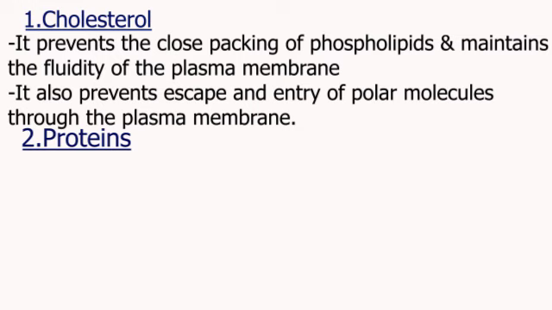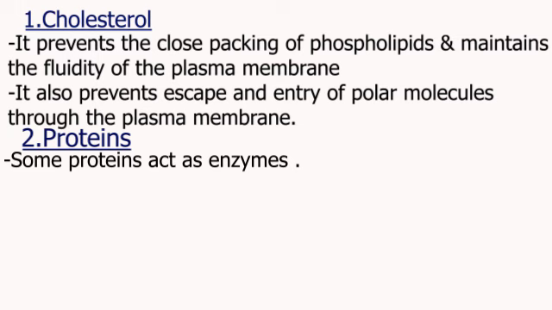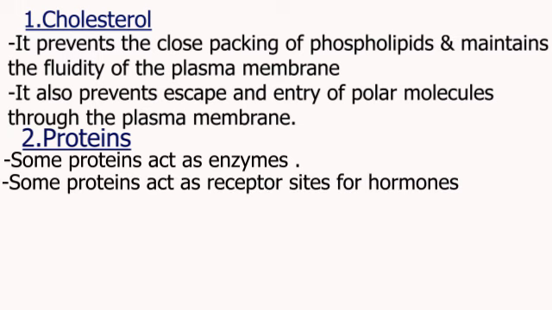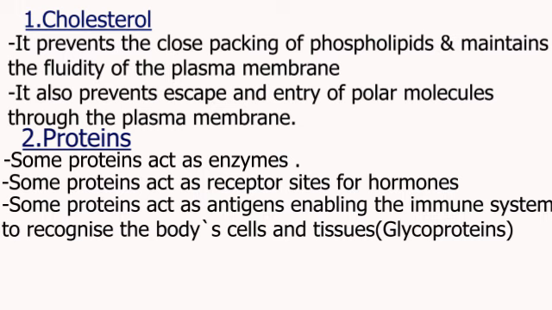Next are the proteins, and these have many functions, some of which include that they act as enzymes. Proteins also act as receptor sites for hormones. Now, as hormones move in blood, they can only recognize the target cell by binding with the correct receptor site on its cell membrane, and therefore some of these proteins act as receptor sites for hormones. Now, some proteins, more so the glycoproteins, act as antigens. These enable the immune system to recognize the body's cells. Now, if a foreign antigen is detected, it is therefore attacked by the immune system.